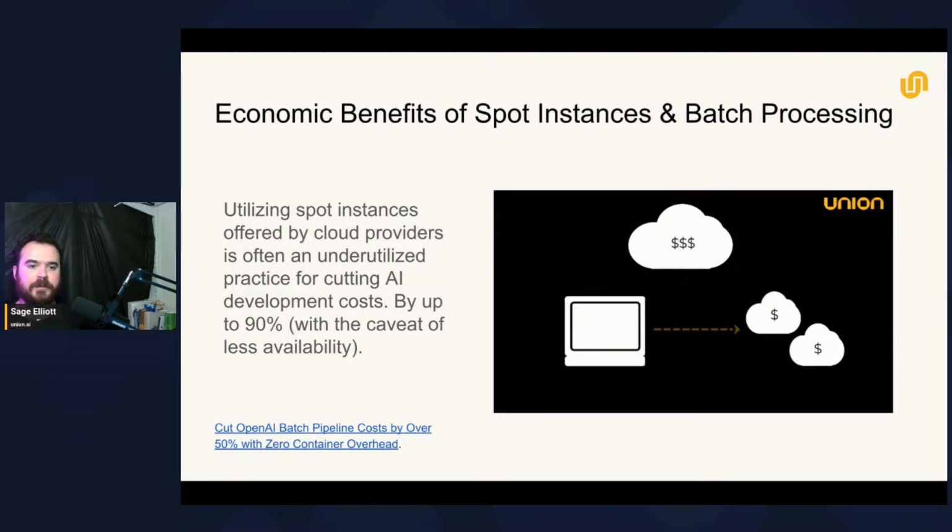And then another one that a lot of people don't talk about is harnessing the economic benefits of spot instances and batch processing. Union and Flyte also have ways to utilize spot instances from cloud providers. If you've ever looked at AWS pricing, you might notice they sometimes have compute that they've already spun up but haven't sold yet, and they'd rather sell it for a much lower price. That's called a spot instance. I think sometimes it's like 90% off, but it's not always available. So if you can look for that, it can be a huge cost saver as well.